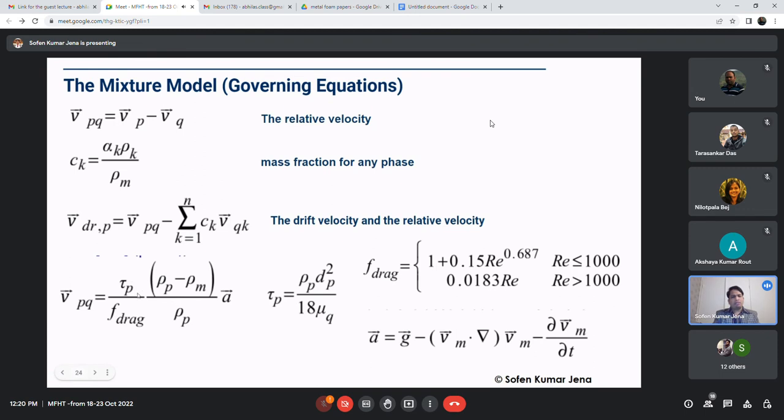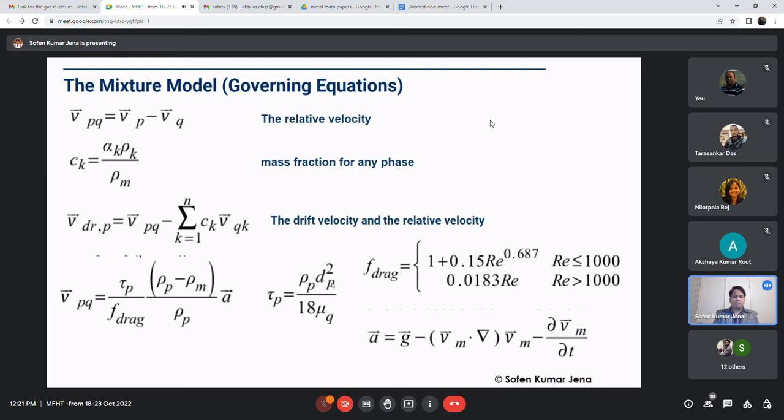Tau p is a time scale factor, divided by f drag, which is a coefficient of drag. This is the density difference between the phase and the mixture, this is the density of phase p, and this is an acceleration term. Tau p is represented by a numerical correlation: 18 mu q, where mu is the viscosity corresponding to phase q, and d p is the diameter. Suppose this is a dispersed phase where particles are forming. d p represents the average diameter of the particle, or bubble.